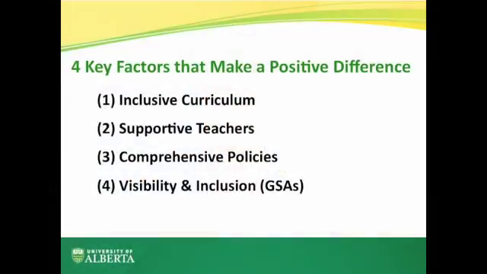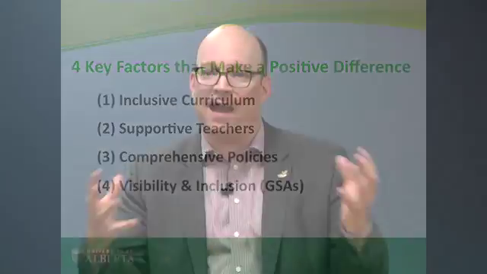So the last point is all about visibility and inclusion. So we know that this is an invisible minority, so we have to signal our support. We know that spaces like gay-straight alliances don't just benefit the LGBTQ students, but research shows us that they often benefit any student who feels different in the school environment, because it's the one safe space in school where it's okay to be different, where you're not going to be judged for your difference, you're not going to be attacked for your difference. In fact, you're probably going to be celebrated for the difference that you bring in to your school community.